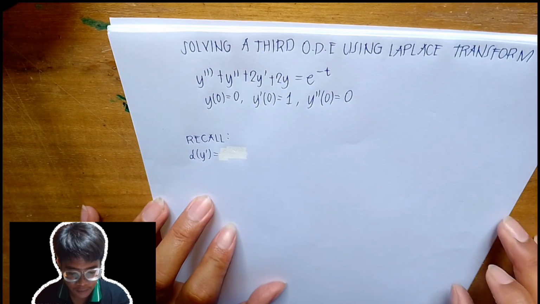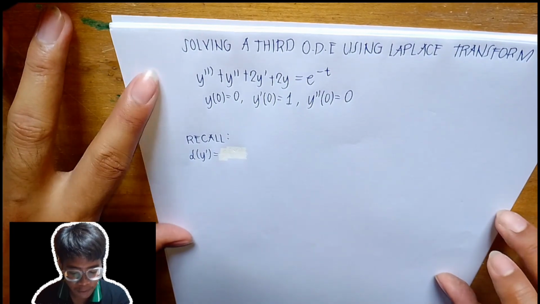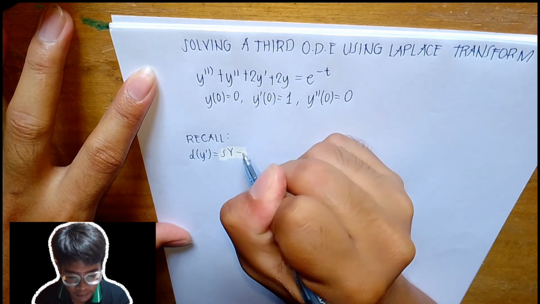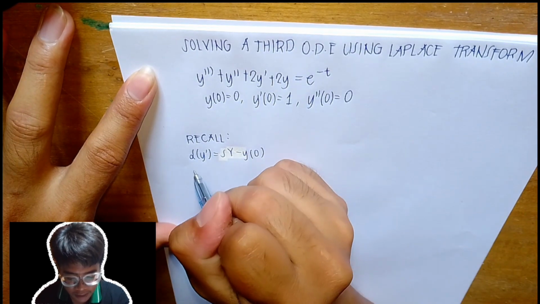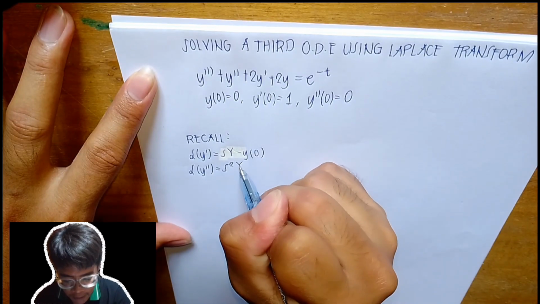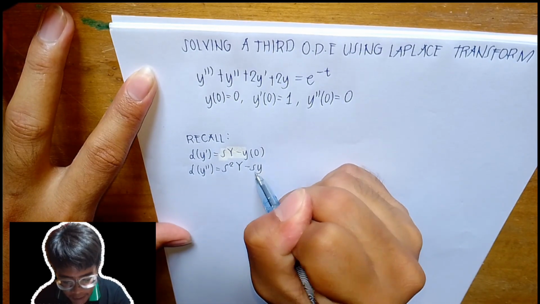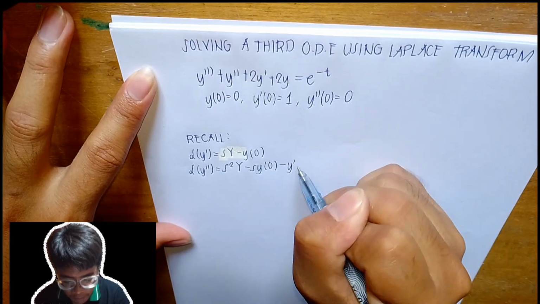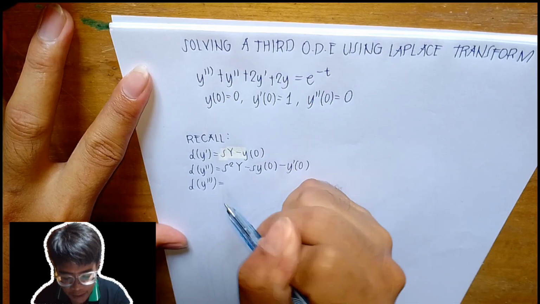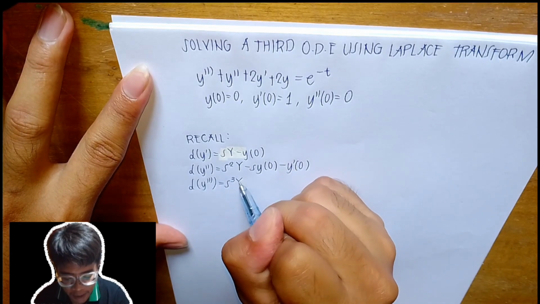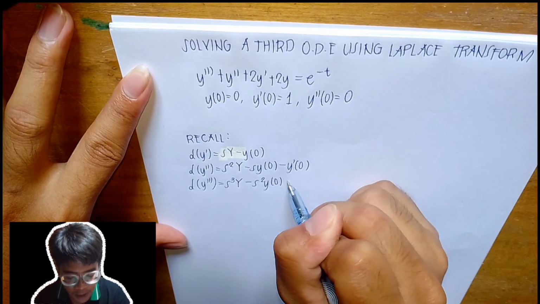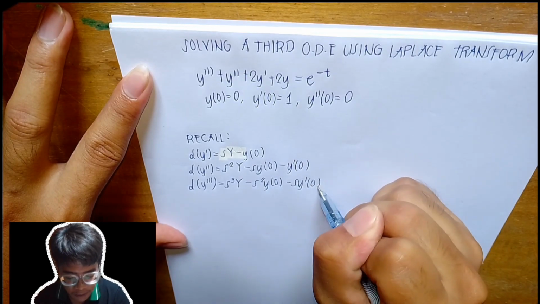Before solving, let's recall the Laplace transform of derivatives. The Laplace transform of y prime is equal to sY minus y of 0. The Laplace transform of y double prime is equal to s squared Y minus sy of 0 minus y prime of 0. The Laplace transform of y triple prime is s cubed Y minus s squared y of 0 minus sy prime of 0 minus y double prime of 0.